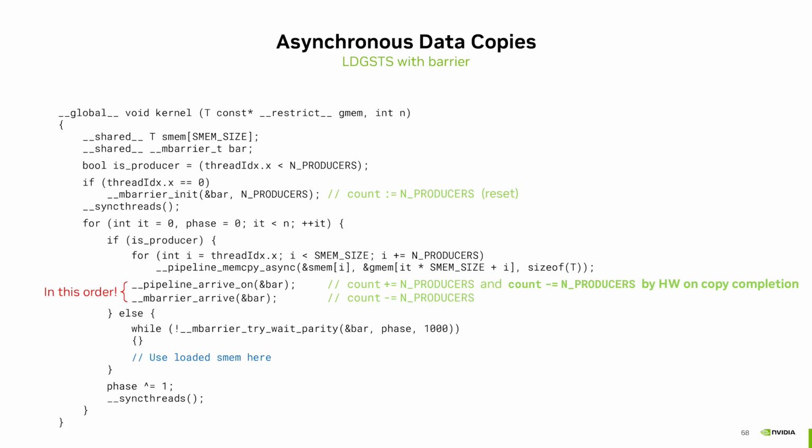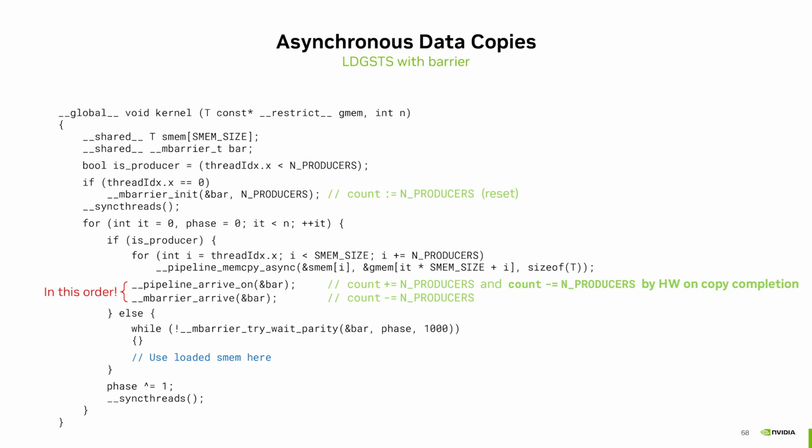And finally, the second arrive gets the arrival count to 0, which will mean the phase flip. Note that this order is important here, because otherwise you'll get plus N producers and then minus N producers, which is 0, so we have a premature phase flip. So from the consumer point of view, the code is pretty simple. You just wait on the phase flip, and then you use your loaded data.